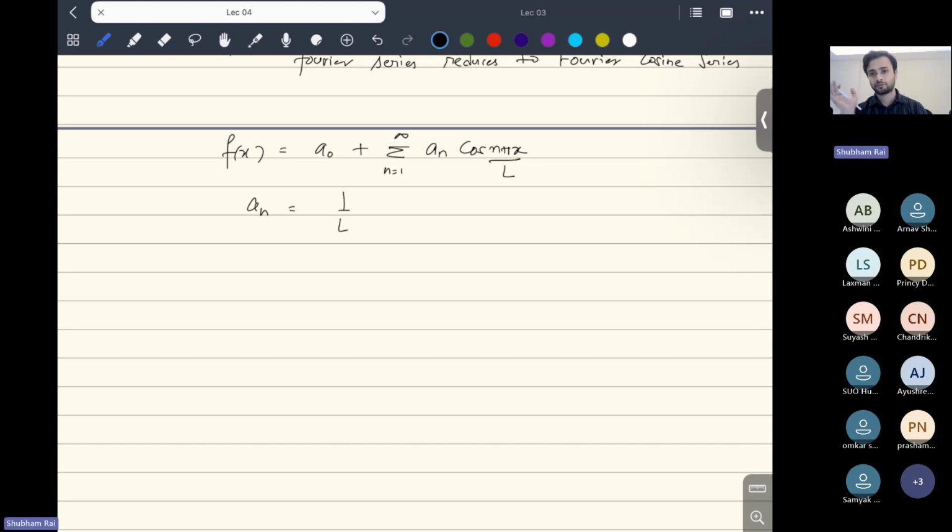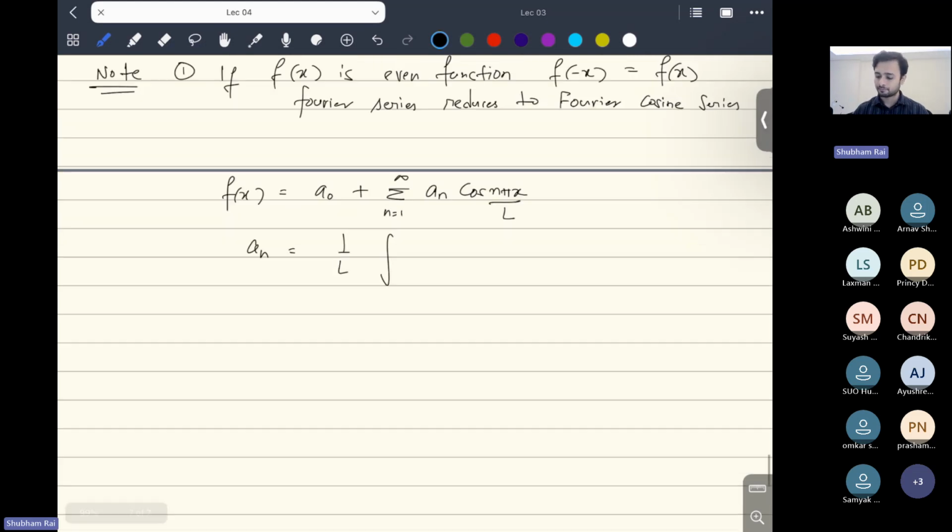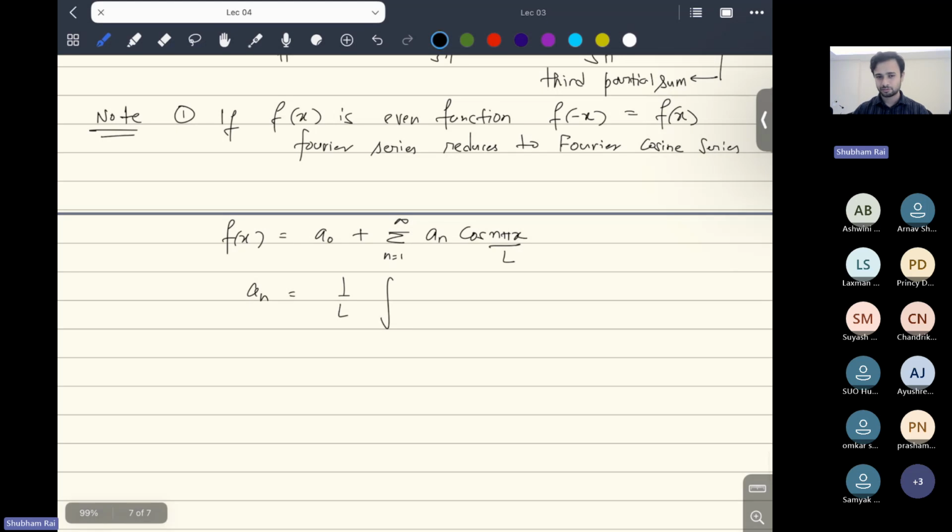Now your an will be given by, because your cosine function is an even function, so you can reduce that integral. In your original function, your an was going from minus L to L, but since this is an even function, you can do some mathematics, and this will reduce to 0 to L, and it will also be twice, 2 by L, f of x cosine of n pi x by L dx.